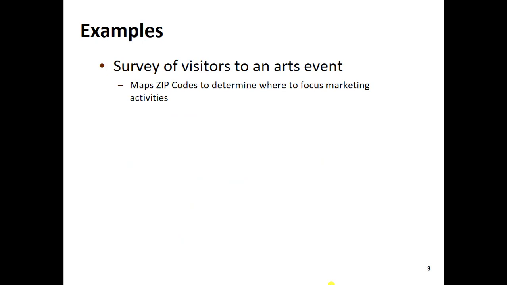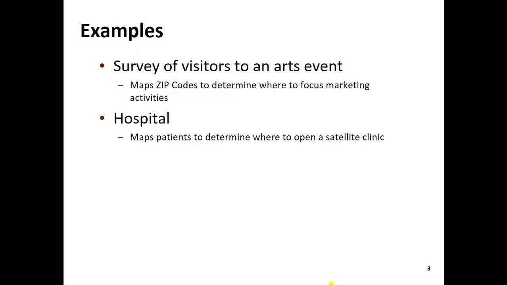All right, examples. A survey of visitors at an arts event maps the zip codes to determine where to focus marketing activities. For hospitals, determine where to open a satellite clinic, maybe, based on where your customers are coming from right now. We are in the Orlando vicinity. I'm pretty sure Universal Studios will give you a different marketing campaign here in Broward County, based on your zip code and address, than in Michigan. Simple differentiation: they put it on the map and know where the people are coming from.